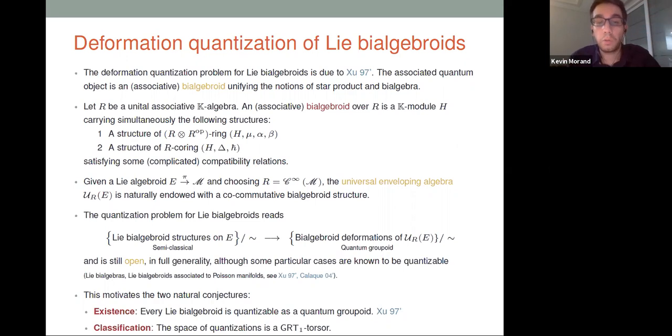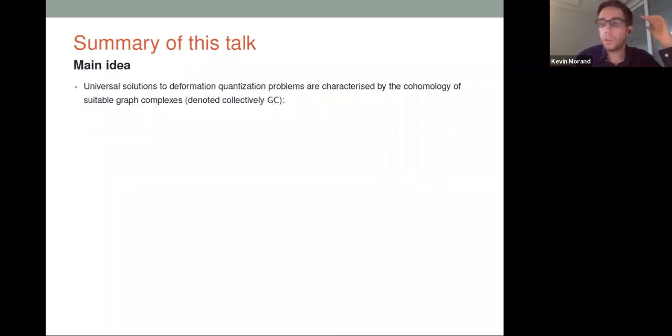But in fact, in this talk, I would like to give some counterarguments, in order to give the idea that these conjectures might be false, both of them. Okay, so let me sum up the main point of this talk. If we're interested in deformation quantization problems, more precisely, if we're interested in universal solutions to a given deformation quantization problem, then these universal solutions, given in terms of graphs, let's say, are characterized by the cohomology of suitable graph complexes that we denote collectively as GC.